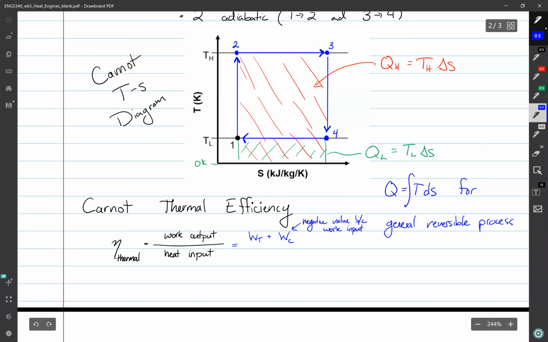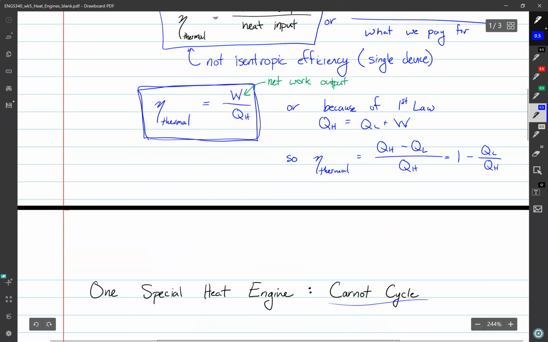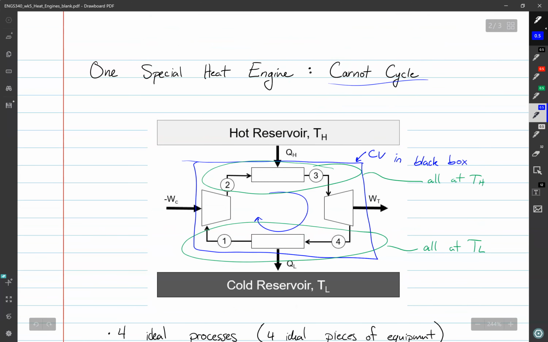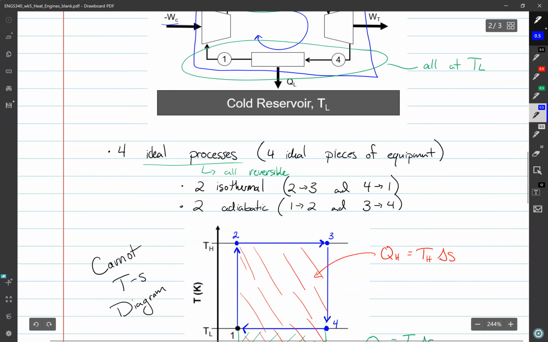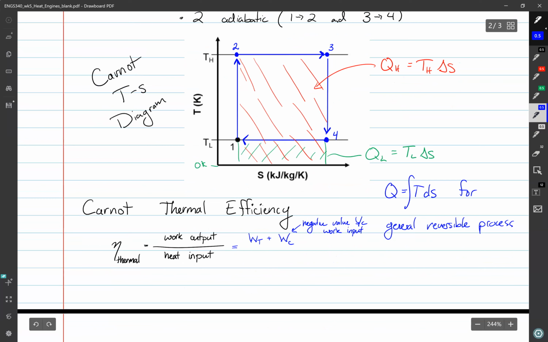Because that's a work input. So that's what I tried to highlight here with saying that it's negative WC. That's work that's going into our system. So that's going to be a positive number for WT and then plus a negative number for WC, all over QH.